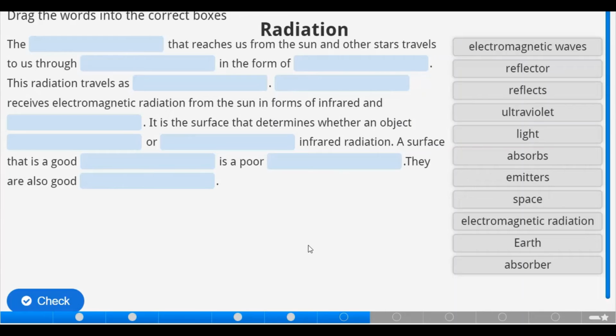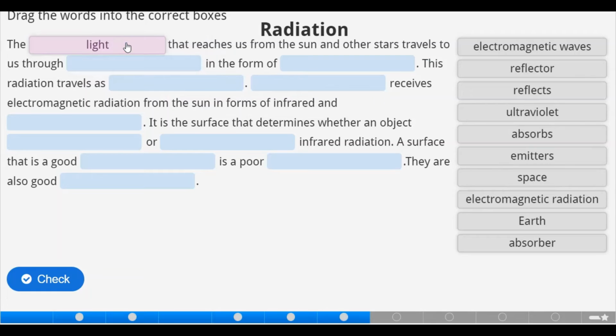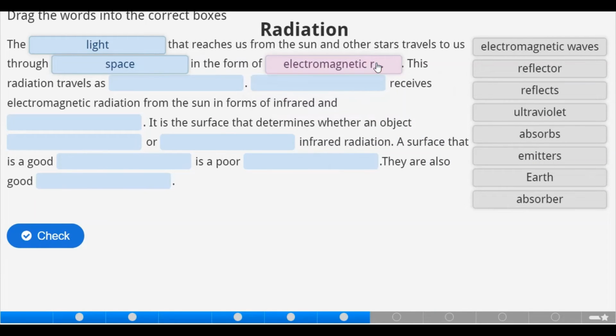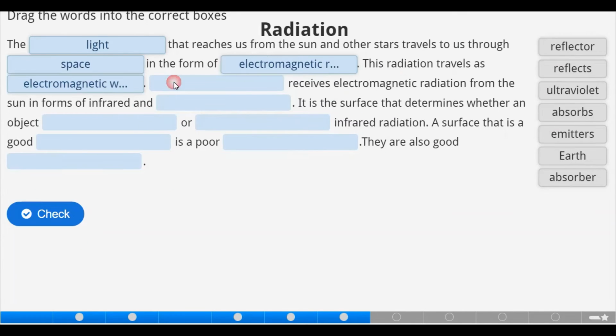Radiation. To define radiation also, we drag the correct words into the correct boxes. Let's start. The light that reaches us from the sun and other stars travels to us through space in the form of electromagnetic radiation. This radiation travels as electromagnetic waves. Okay?